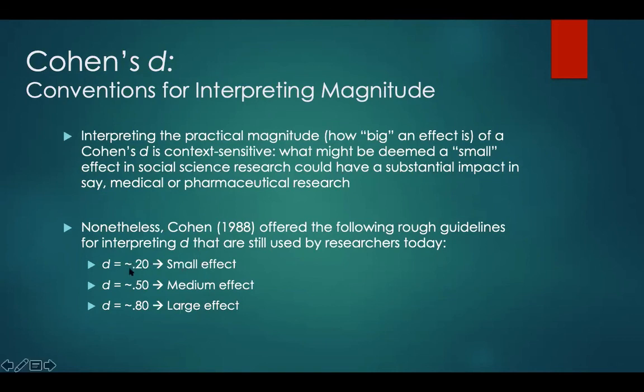And Cohen said that a Cohen's d of 0.2 is a small effect, a Cohen's d of 0.5 is a medium effect, and a Cohen's d of 0.8 is a large effect. And again, this is in terms of standard deviations. Right, so this is characterizing the difference between these two means in standard units.